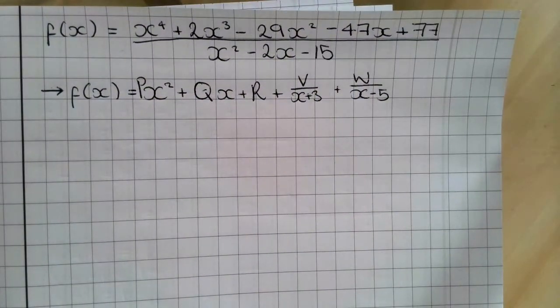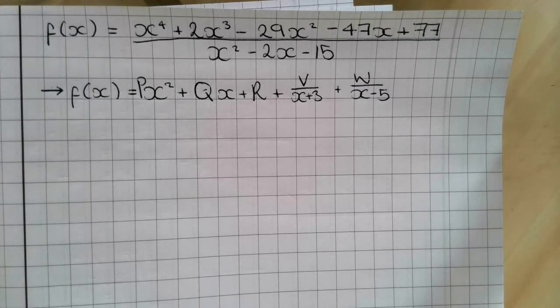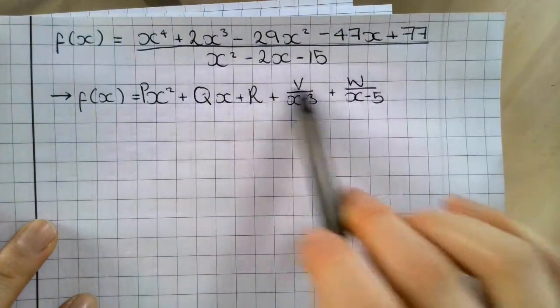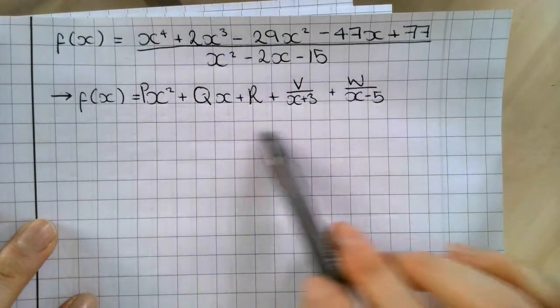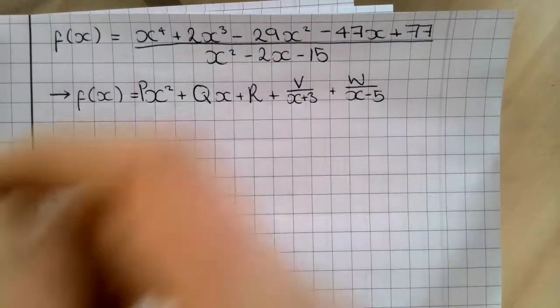We're going to be looking at question 1 from the trial exam. So this question was a partial fractions question. We were given this function here and asked to write it in this form here. So starting off, we're going to do our long division.